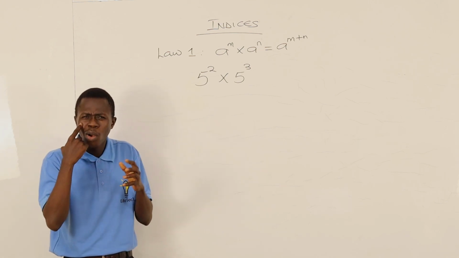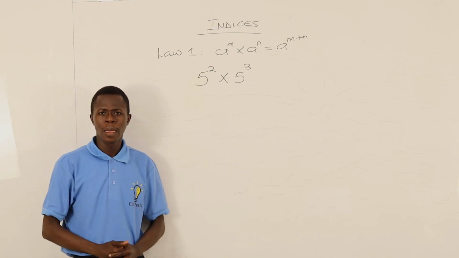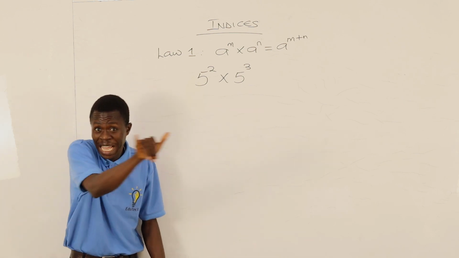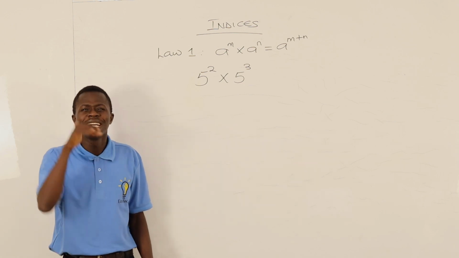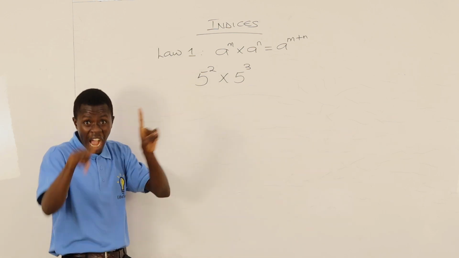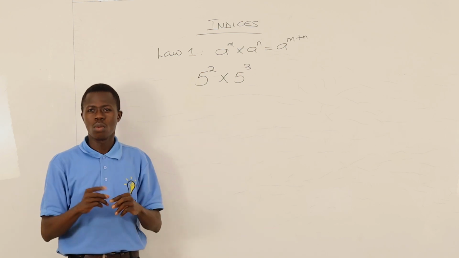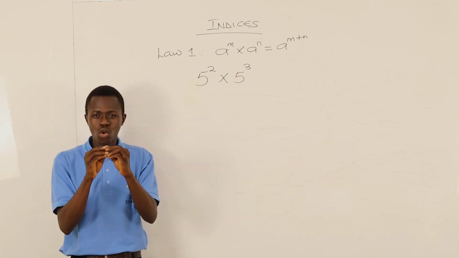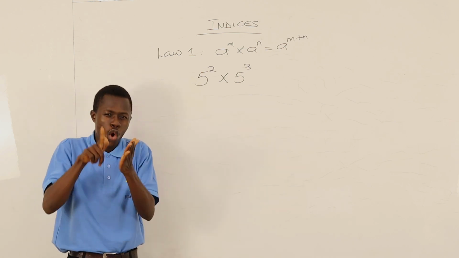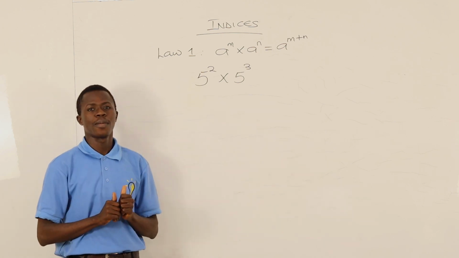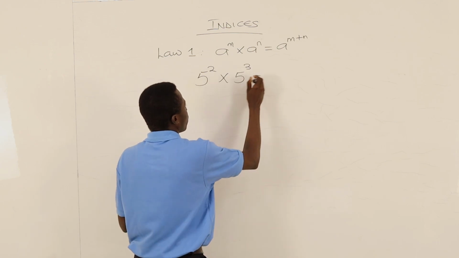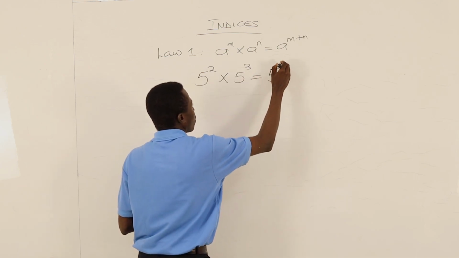Now, when you take a critical look at the expression, what is the first thing that you observe? When you realize that the bases are the same, we have 5 on one side and then 5 on the other side. And again, the operation there is not addition or subtraction, it is multiplication. So that means that we have fully satisfied the conditions and we can apply law 1.